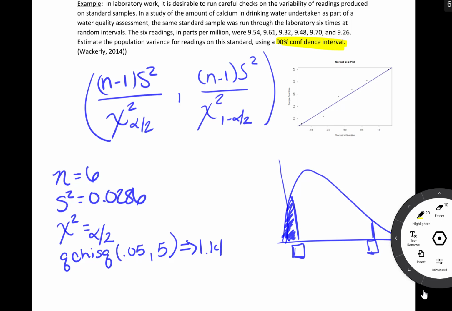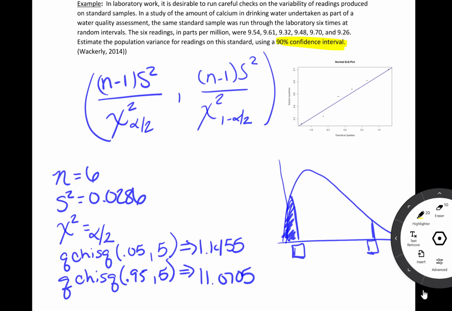We're going to get 1.1455, and then getting the other endpoint, we're going to put in 0.95. That's going to give us 11.0705. Now, one thing that I recommend is don't pay too much attention to the notation that is down here at the bottom. And the reason I say that is some notation will use this as alpha divided by 2 area to the left, and some will use it as alpha divided by 2 to the right. So it's better just to remember conceptually what it is you are looking for.